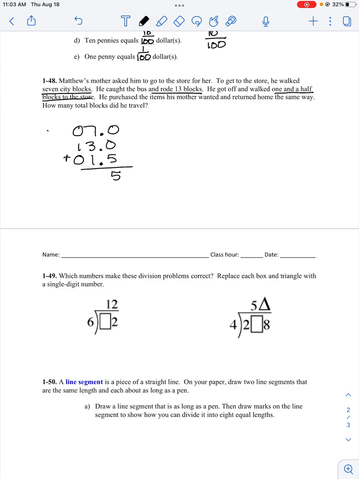So 0 plus 0 plus 5 is 5. 7 plus 3 is 10, plus 1 is 11. Carry my 1. 1 plus 0 plus 1 plus 0 is 2. That's just there to the store. If I'm going to do there and back, I have to double this number.